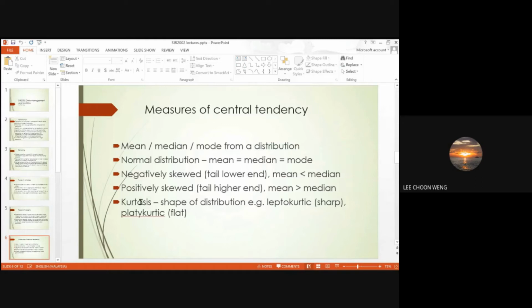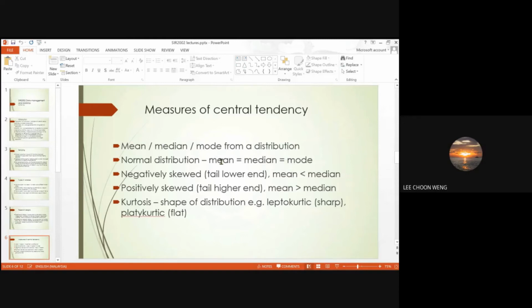we will describe them first by measures of central tendency. What is the average? What is the mean, the median and the mode? Usually in a normal distribution, or Gaussian distribution, the mean should be equal to the median, which should be equal to the mode. If you remember the normal distribution, this has to hold true.